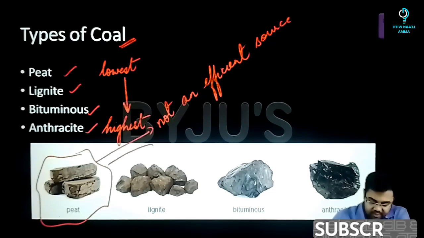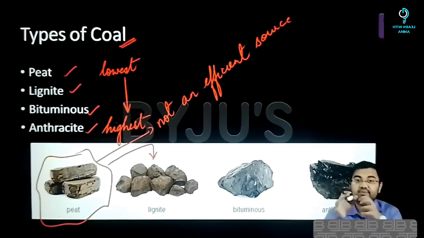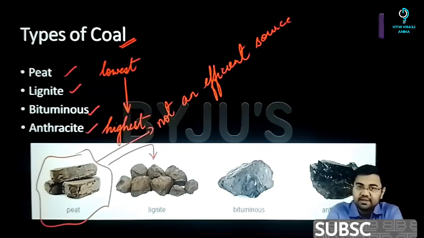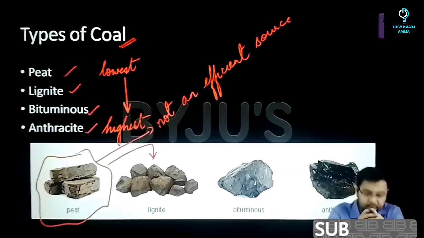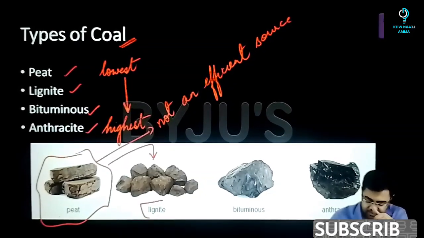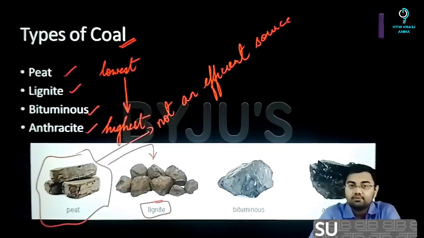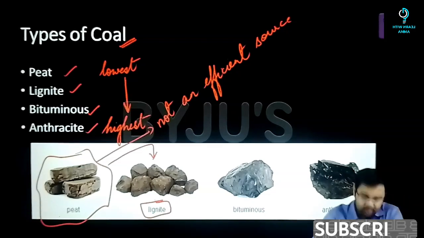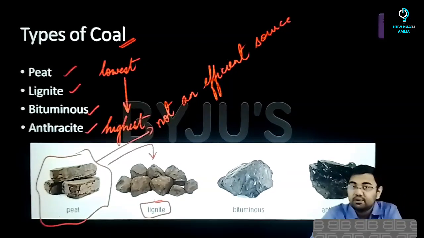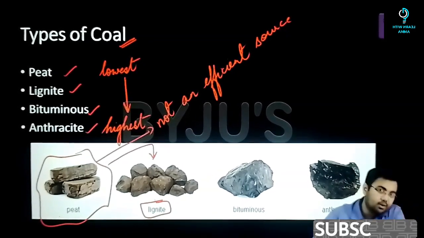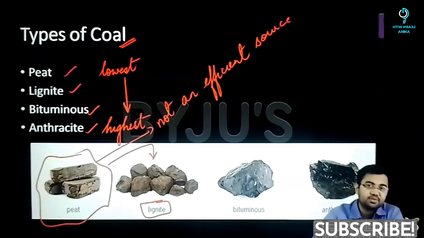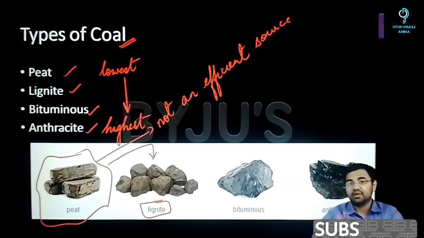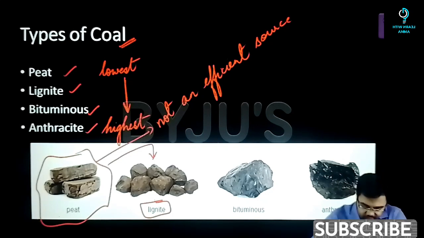Then within formation, if peat was subjected to higher temperatures and pressures for a longer period of time, it would have converted into a better variant of coal, that is lignite. Although again this is not a very good variety of coal, it is used mainly for domestic purposes, but again not seen as a very good industrial source of power. And sometimes because of its color it's also called brown coal.